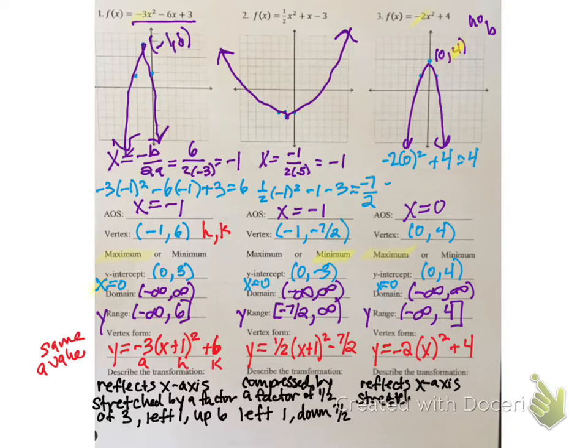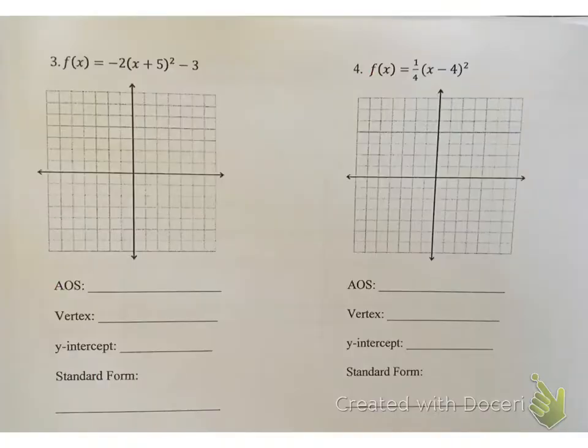Nope, that's not how you spell it. It doesn't go left or right because my vertex is at the y-axis. So I wouldn't say left or right, but I would say that it shifts up 4 units. All right, moving on. That was a doozy.